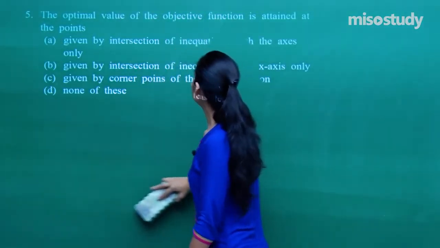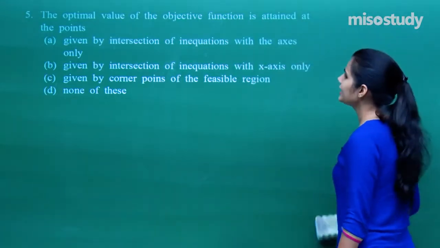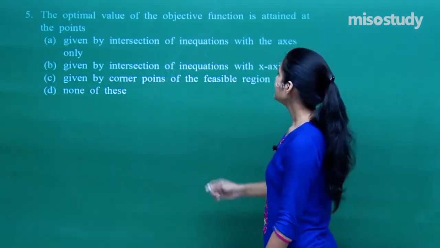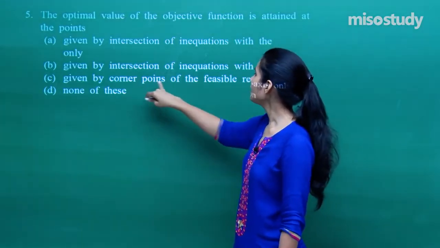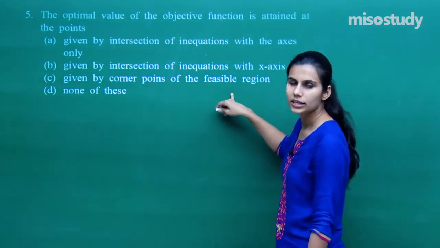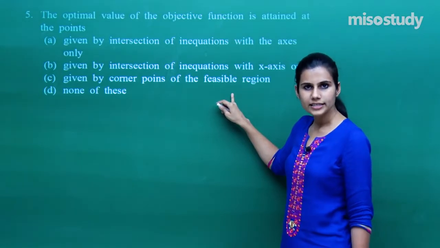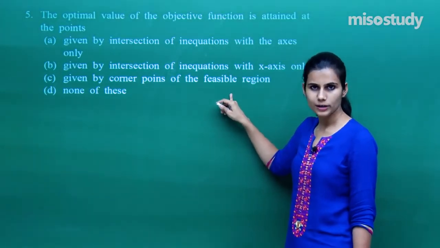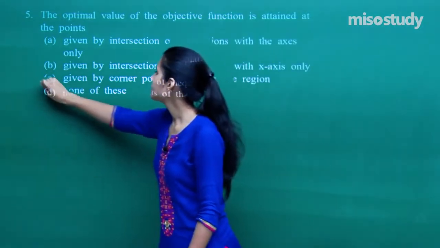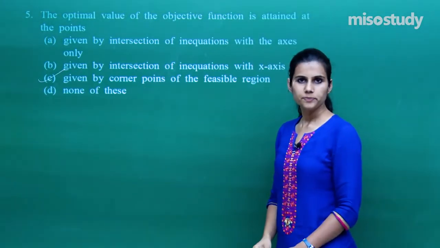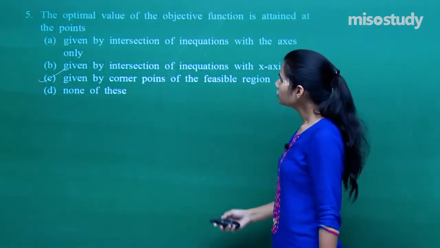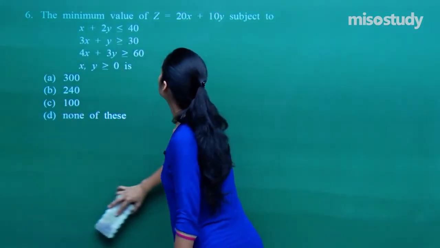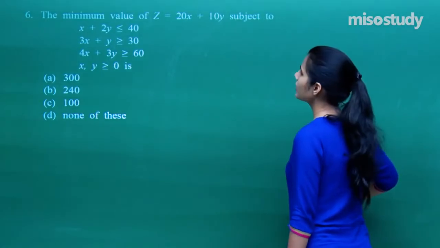Moving to the next question we have, the optimal value of the objective function is attained at, so this is something very easy. Where is it attained? It is actually attained at the corner points of the feasible region. Feasible region is always a convex set. It has corner points. We basically determine the coordinates of the corner points, and those corner points give us the optimal value. Clear?